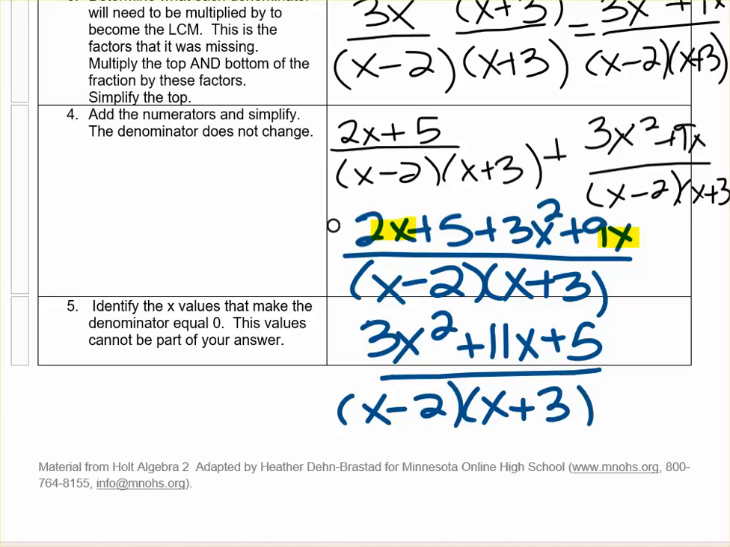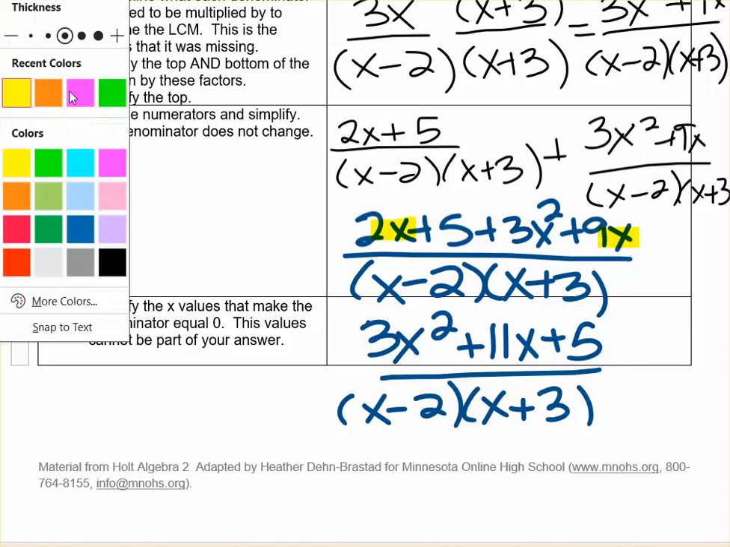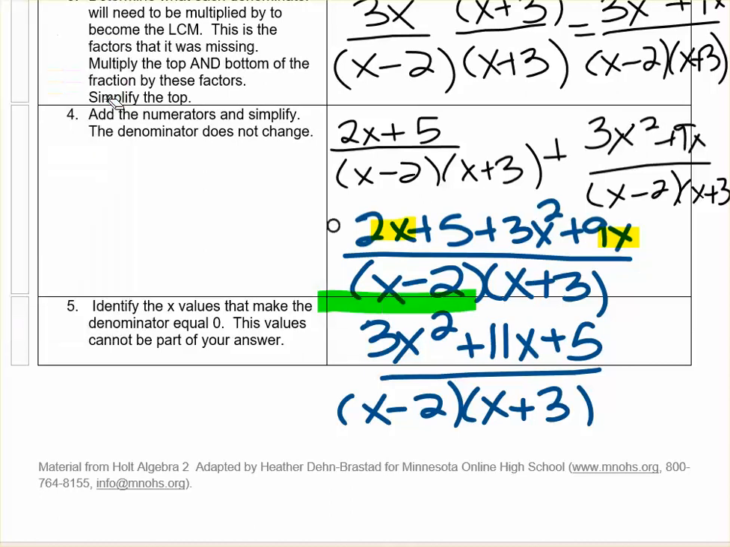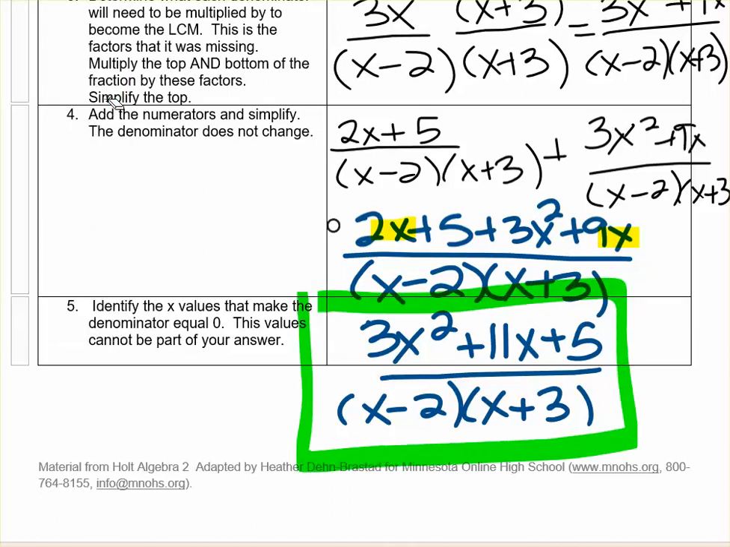But wait, we're not quite done. Again, remember that our bottom cannot be equal to 0. So while this is my answer, I have to clarify what values would make the bottom equal to 0. So we can set x minus 2 equal to 0. If x minus 2 is 0, that would mean x is 2. So x cannot be equal to 2. Also, x cannot be equal to negative 3.